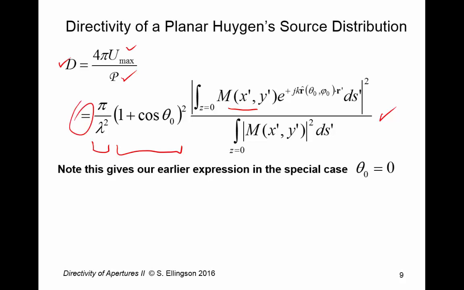And you can check to make sure it's right a number of different ways. One way is to make sure it's dimensionally correct. I encourage you to do that. Also, you can check to make sure it gives us the right result when theta naught is 0. That is when maximum radiation intensity is pointed broadside, or when the beam is pointed along the z-axis. Those statements all mean the same thing. So you should be able to compute that for this expression and find that it gives you the expected result.